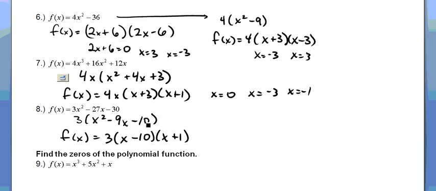Again, two numbers that multiply to give me negative 10 and add up to negative 9. It's negative 10 and 1. So my zeros here are x equals 10, x equals negative 1.